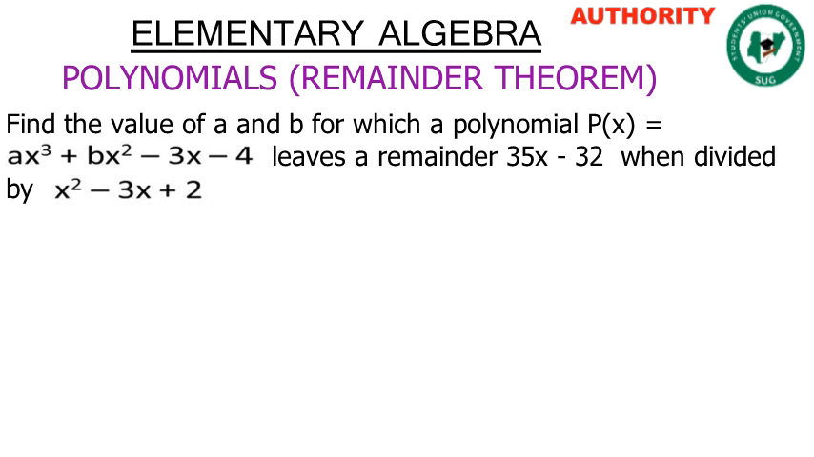Now what are we going to do? Please pay attention. We're going to pick our factor. Our factor is x squared minus 3x plus 2. So equate it to 0. So we're going to have x squared minus 3x plus 2 is equal to 0.